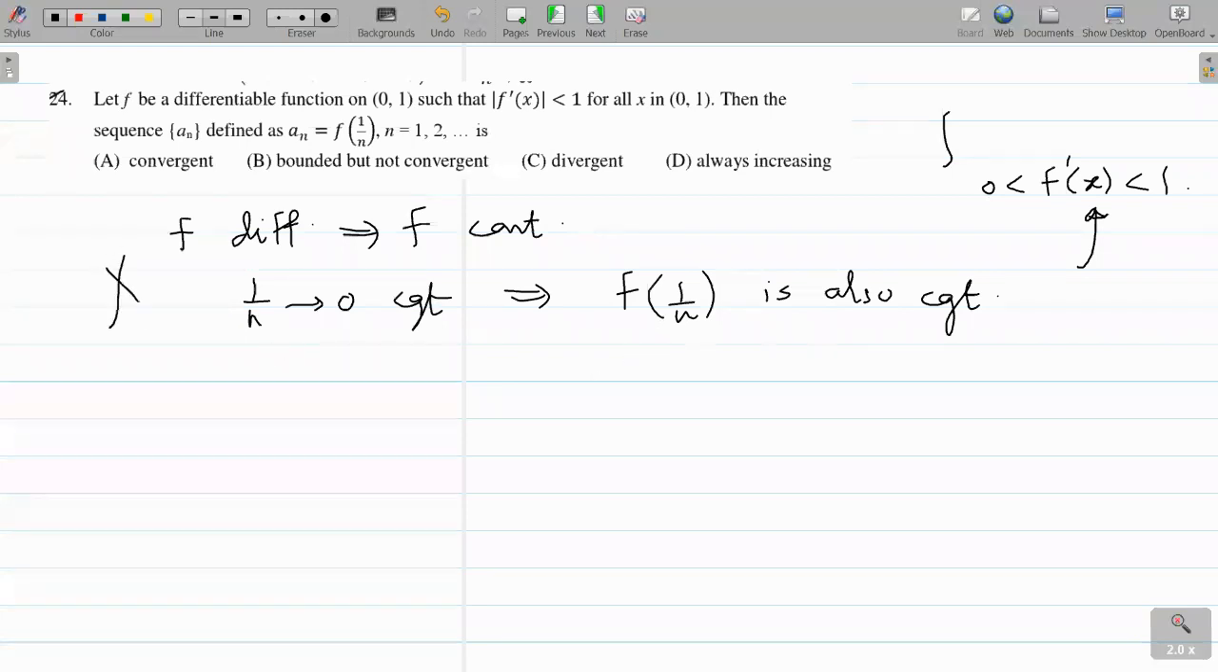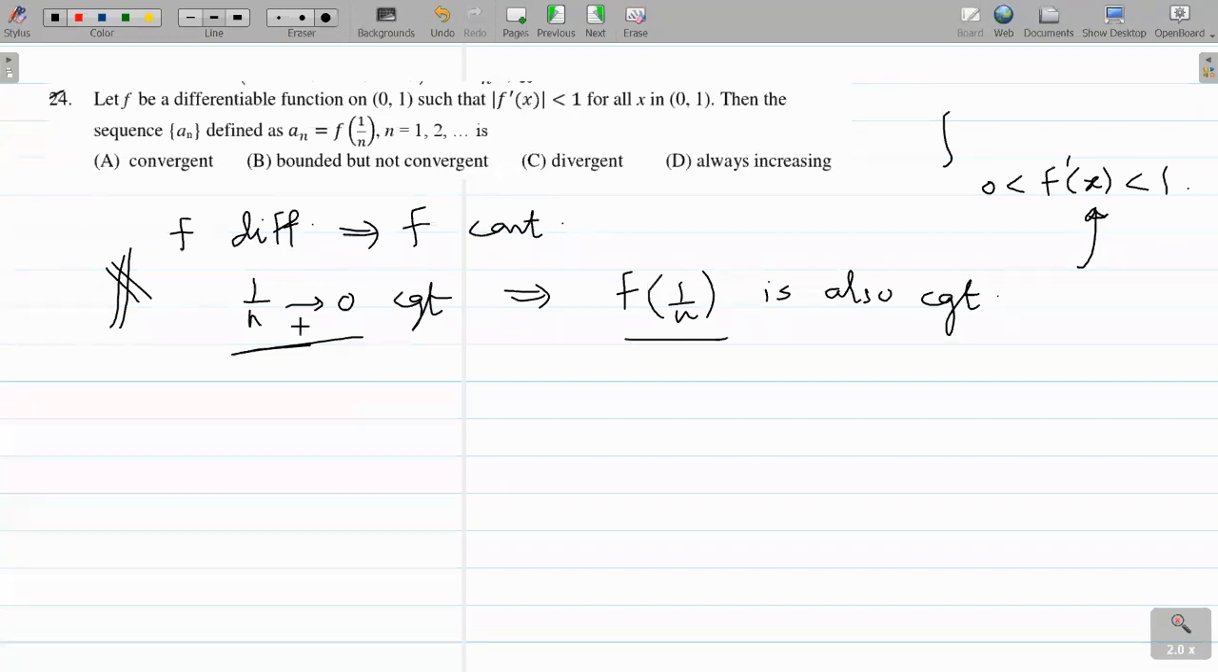And even this is wrong. You can make out easily because differentiability is not given at 0. So continuity at 0 is not available. So there is no point in saying this, because to say f of 1 by n is convergent, I need continuity of f at 0. So this is totally wrong. But then somewhere we need to use this.